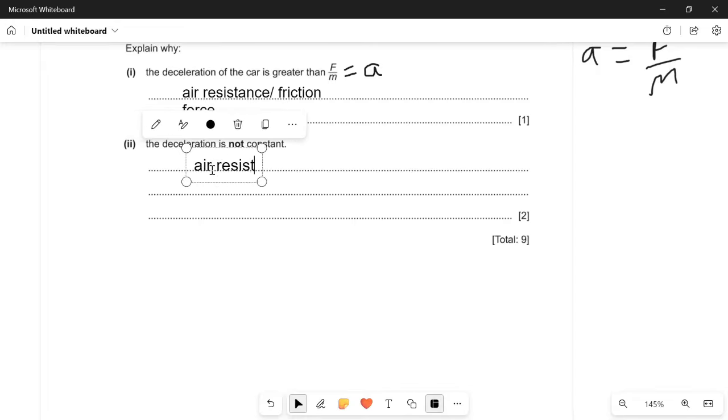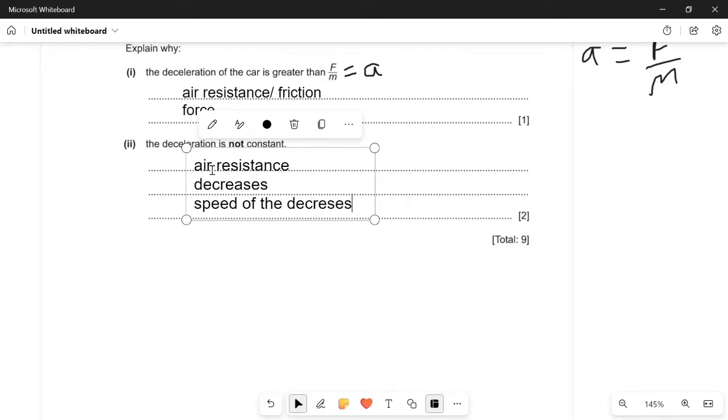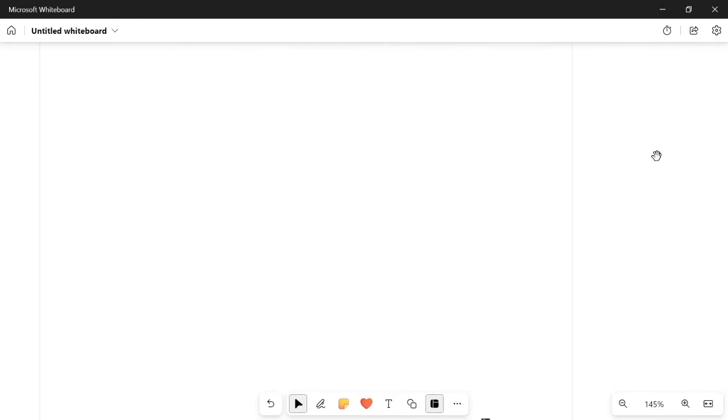Air resistance decreases. And the next one is that the speed of the car decreases. Because air resistance is acting upon the car, the speed of the car is also going to decrease. So the other answer could be that the speed of the car decreases. So these are going to be our 2 answers. Let's move on to the next question.